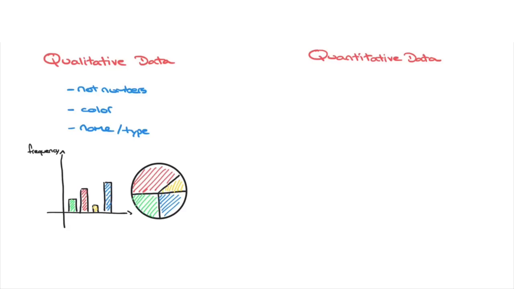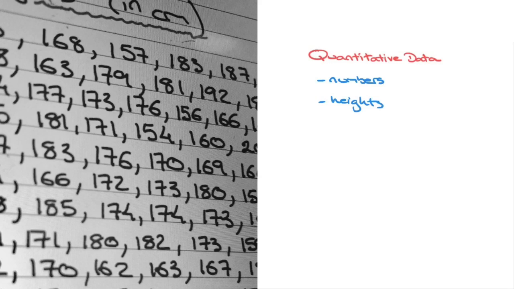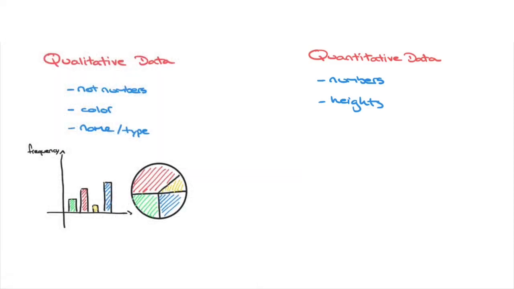On the other hand, data is called quantitative if its values are numbers. For example, if we were to measure the heights of all the students in school, then the data we would collect would be quantitative data, since each value of data would be a height measured in meters, centimeters, millimeters, or feet, or any other unit of length.